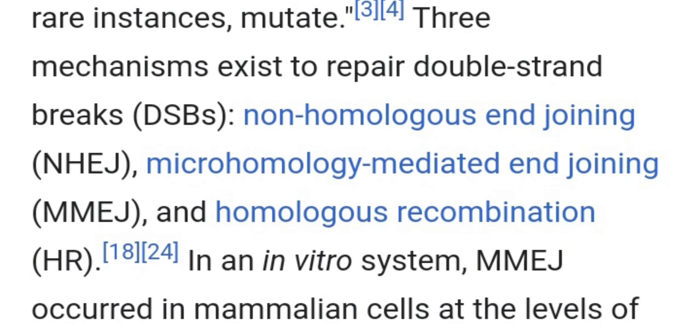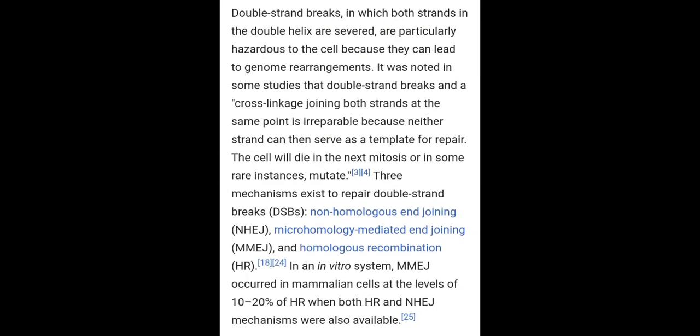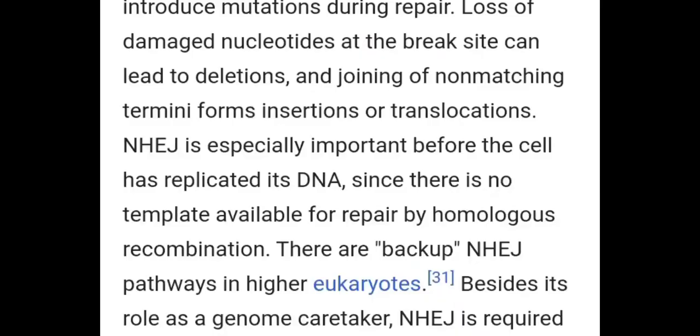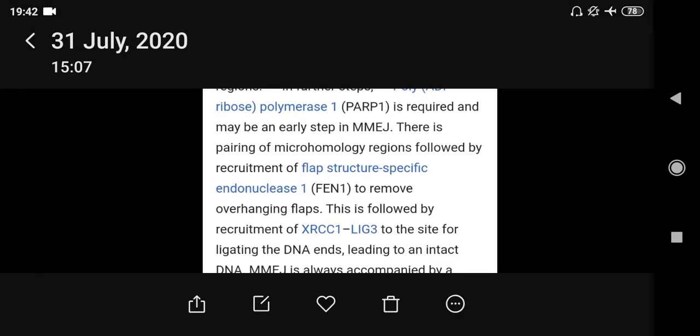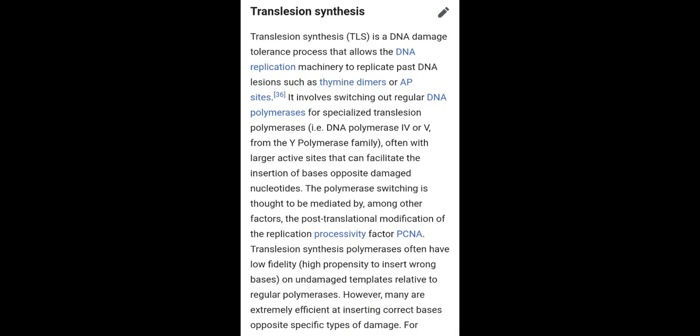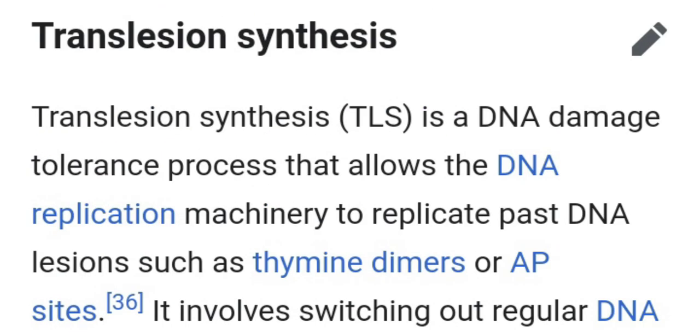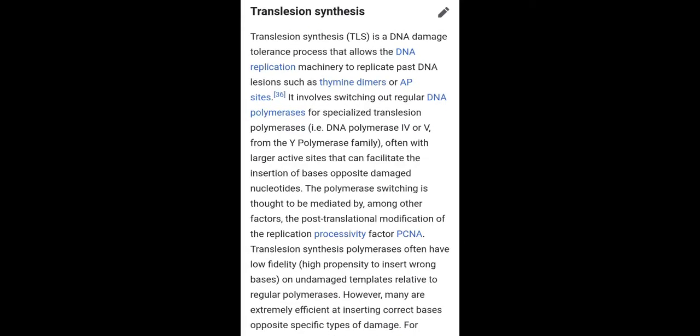You do not have to read so much. Based on the syllabus you have to read only the NHEJ, non-homologous end joining, which you are also studying in immunology in the case of VDJ recombination. Then comes translesion synthesis, the last try to save, at least, that damaged base. So this much we have to study.